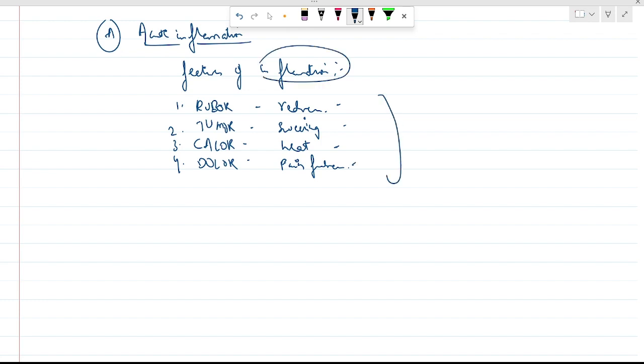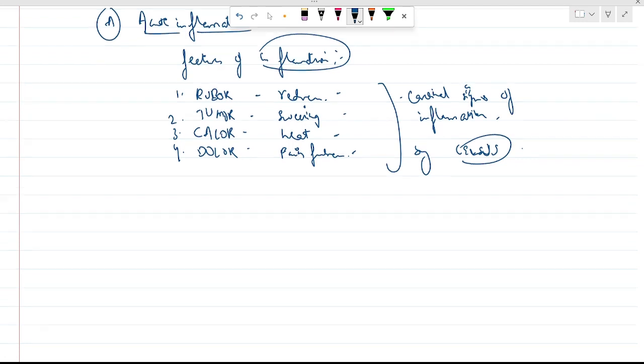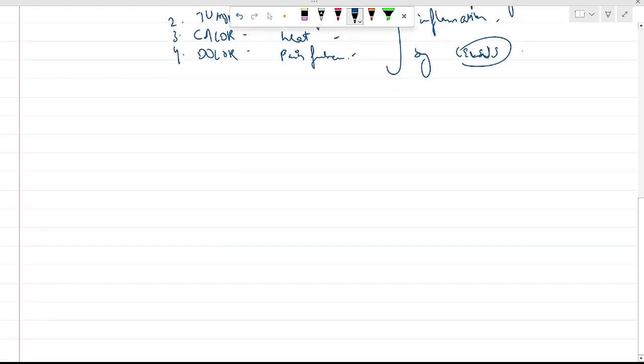Okay, there is redness, swelling, heat generation and painfulness in the area, which are the inflammation. These four are called, remember, cardinal signs of inflammation. This was given by, remember, Celsus. The cardinal signs of inflammation: rubor, tumor, calor and dolor.